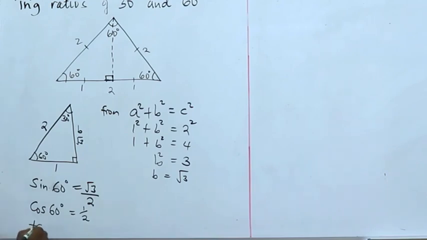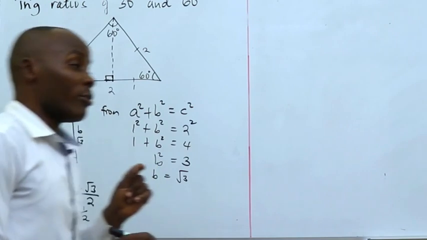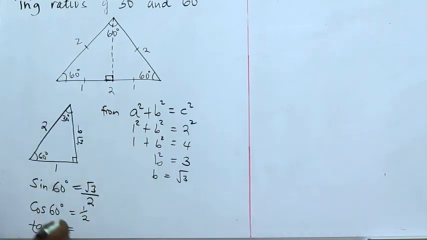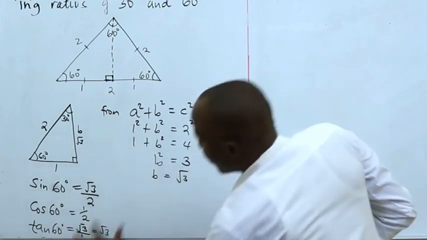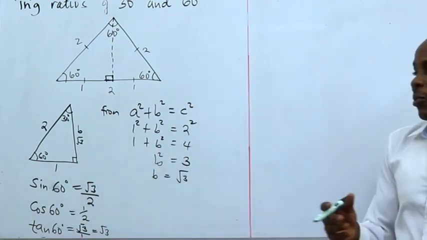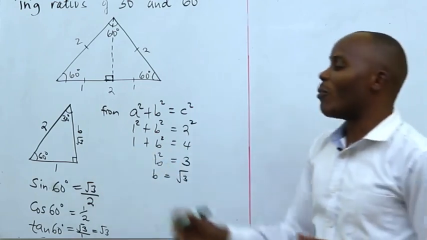Then we have tan of 60 degrees. Tan is opposite. Remember, Toa. So it is opposite over adjacent, which is root 3 over 1. The adjacent side is 1. So it is root 3. So these ones should be at your fingertips because I've just verified where they come from.